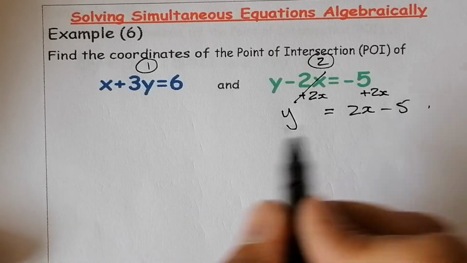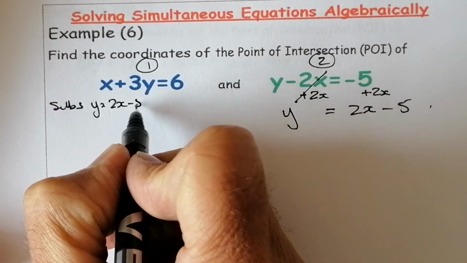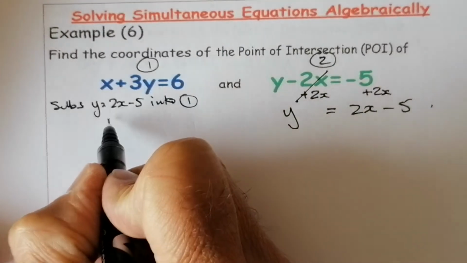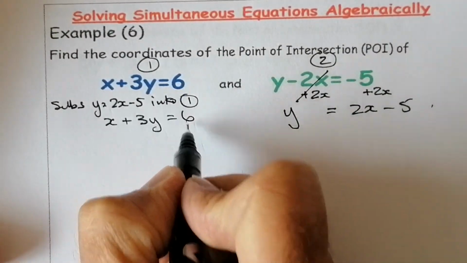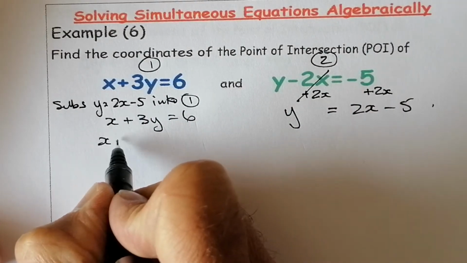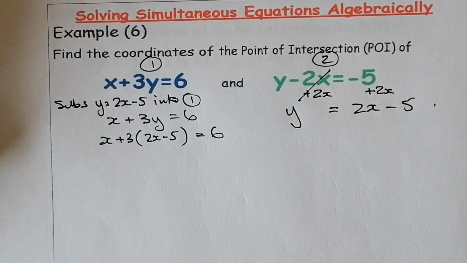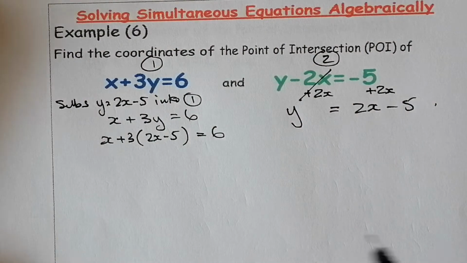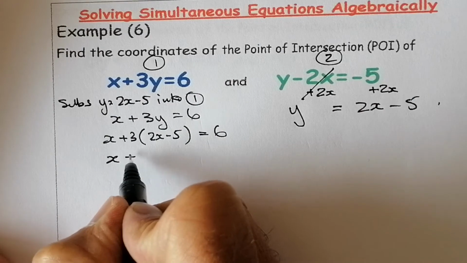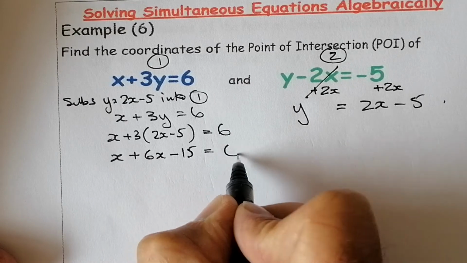Okay, so what I'll do is I'll substitute that. I'm going to substitute y is equal to 2x minus 5 into equation number 1. Equation number 1 starts off as that there. I'm going to substitute that into where y is. So x plus 3 times 2x minus 5 equals 6. Okay, so it's just a substitution and a work through from there. Just try to solve the equation. Multiply the bracket out now. So we've got x plus 6x, take 15 equals 6.